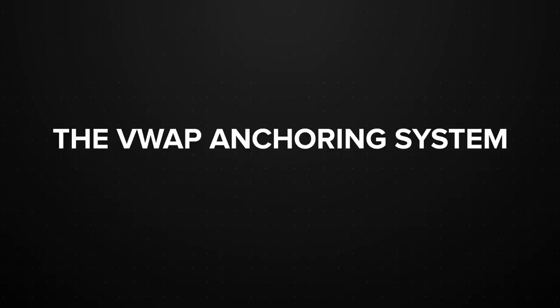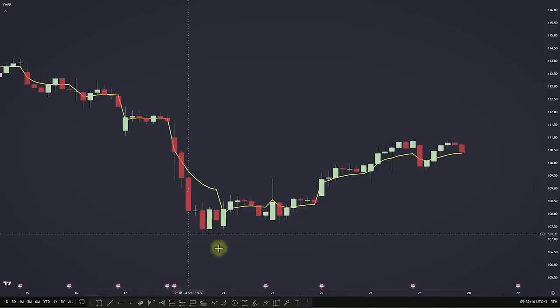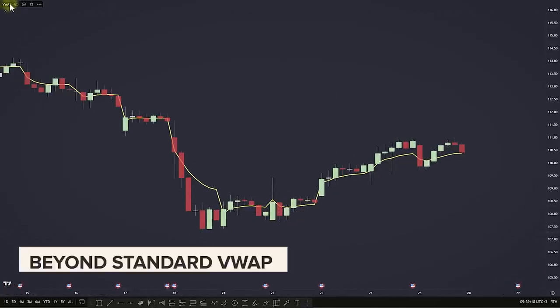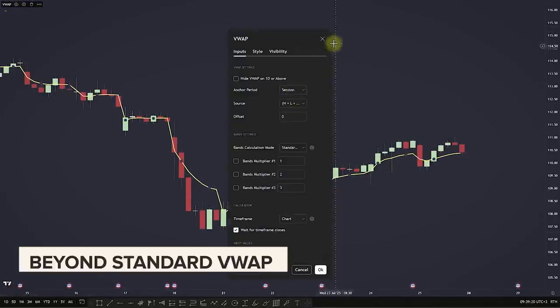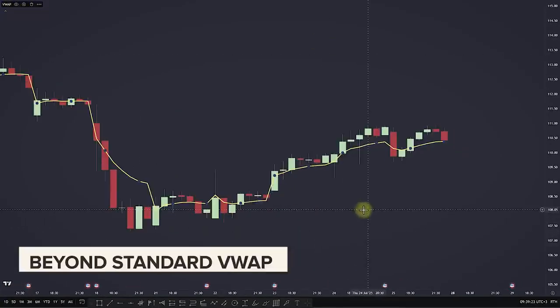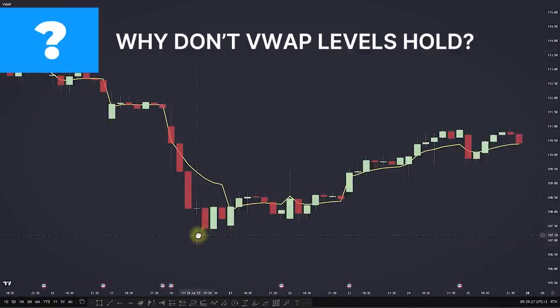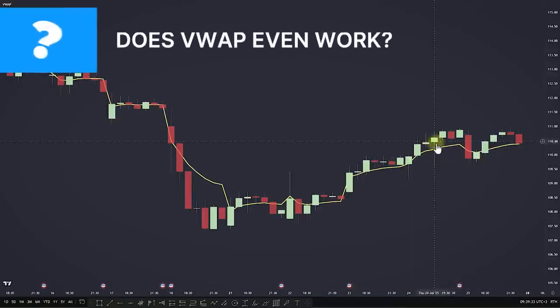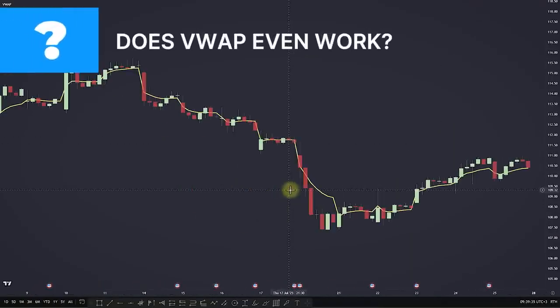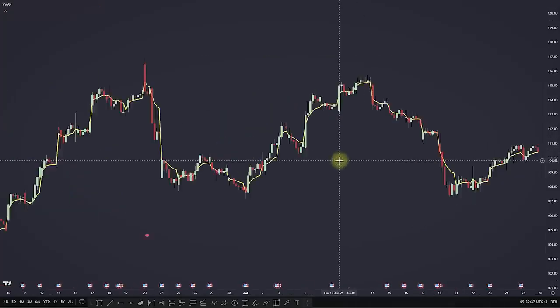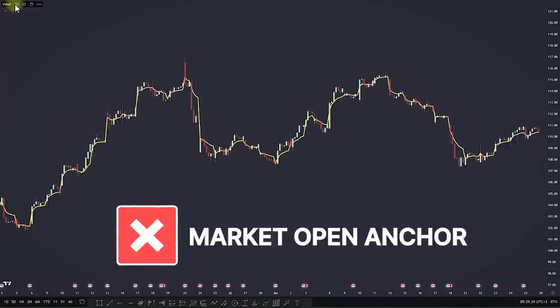Let me show you a hidden pattern that most traders never discover. Standard session VWAP isn't the only game in town. Here's the situation. You're using regular VWAP, but the levels don't seem to matter. Price blows through them like they're not even there. You start questioning if VWAP even works. The problem is, you're using the wrong anchor point.